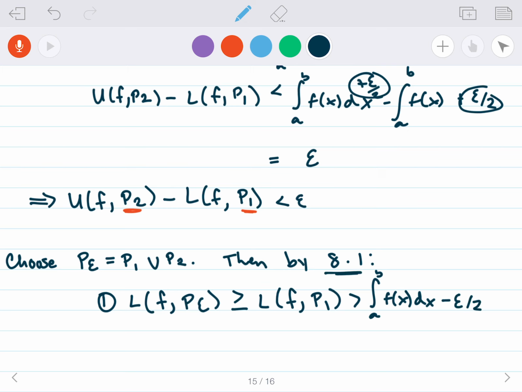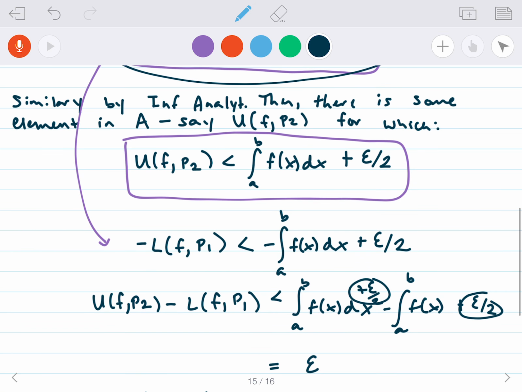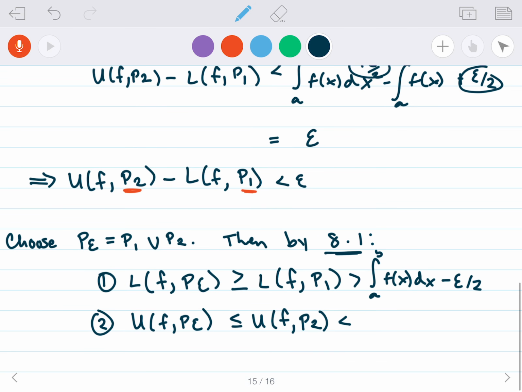Again, this inequality holds true by proposition 8.1 because this is a refinement of this one. We're adding more points in there. And similarly, by the same proposition, the upper sum of the refined version is going to be smaller than or equal to the upper sum of the original. And by the above inequality, this is less than the integral from a to b of f of x dx plus epsilon over 2.